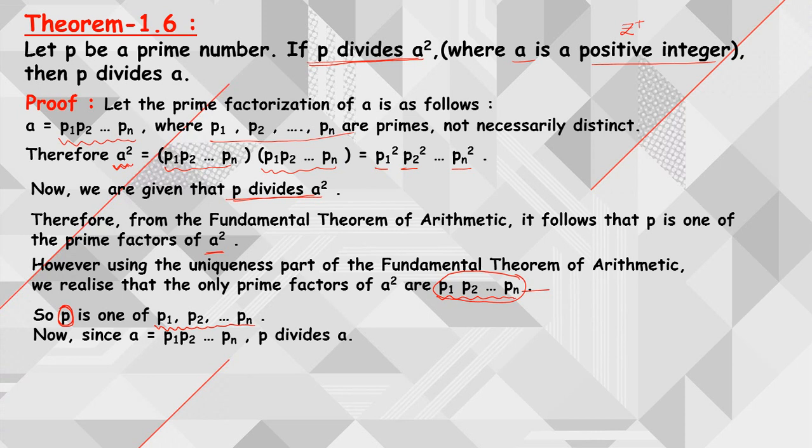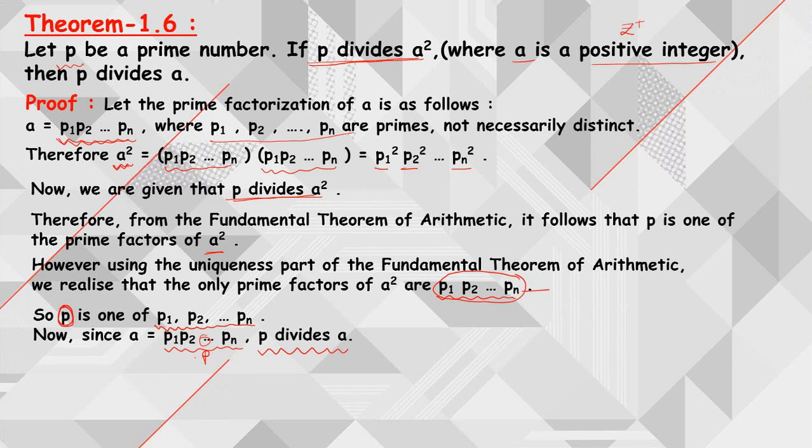Then this p will be contained in a also, no? Because a is the product of p1 into p2 into so on pn. That means in this product, one of the prime factors will be p. So clearly we can say that p also divides a. So here two things we need to remember: the first is p should be a prime number and a should be a positive integer.